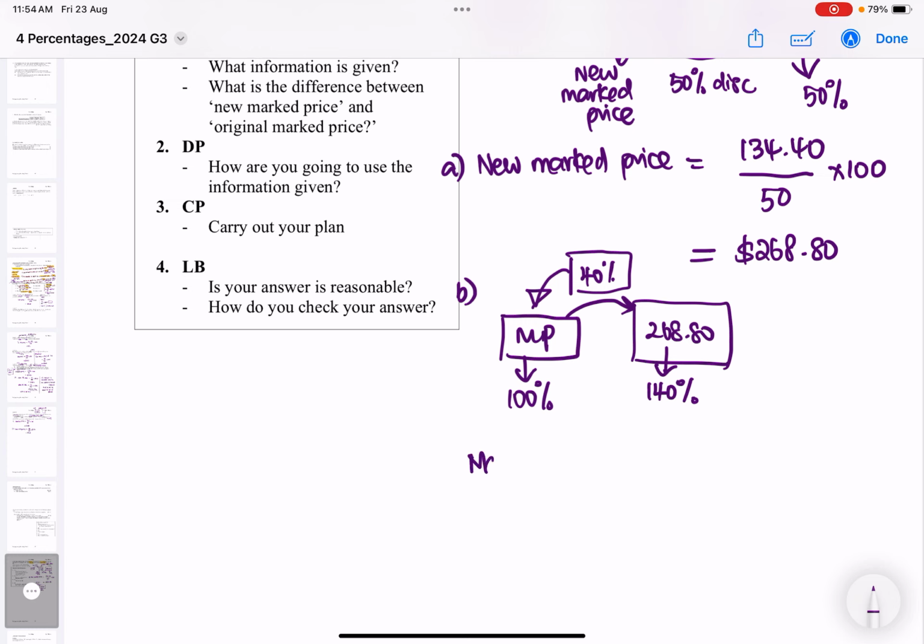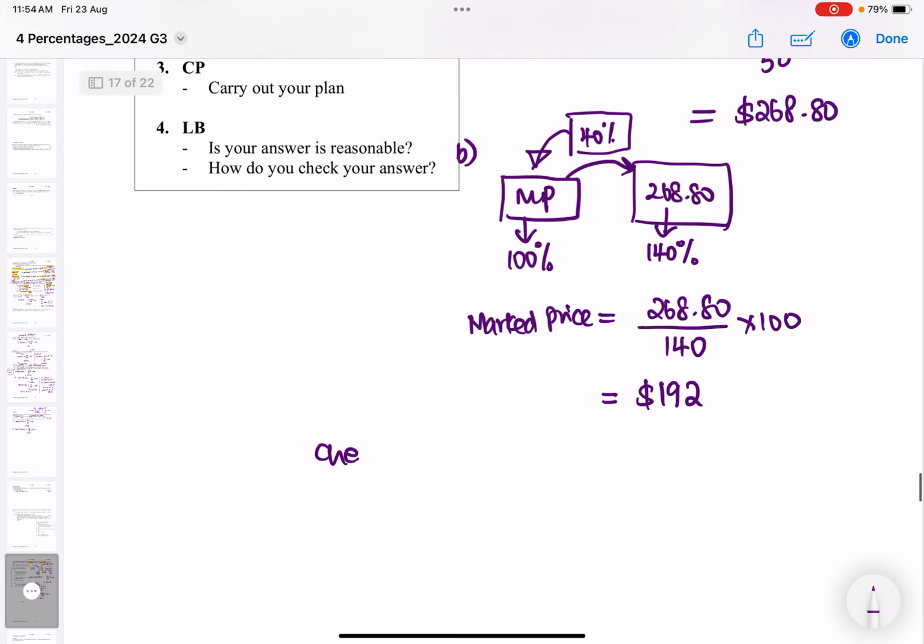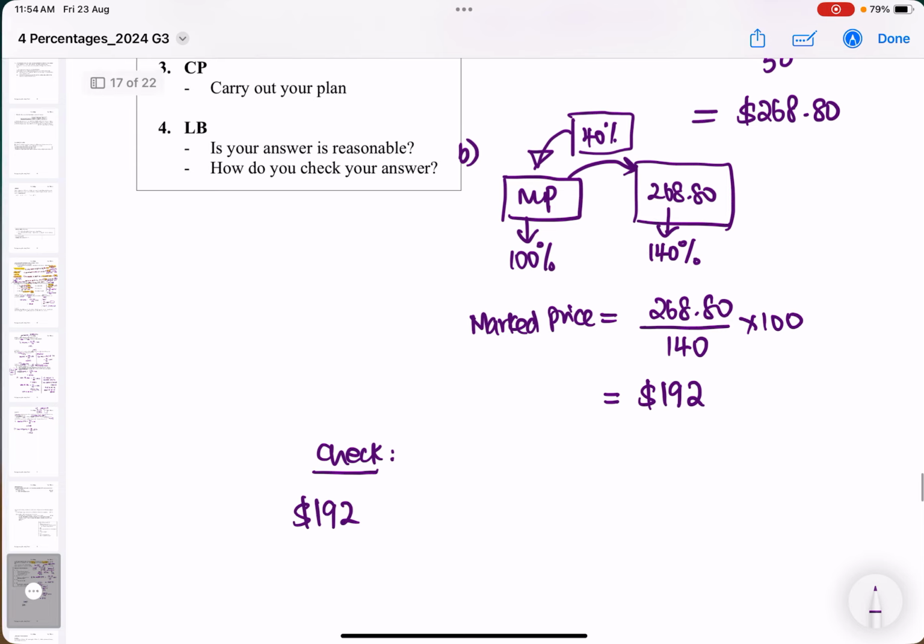So to find the original marked price, I'm going to find 1% by taking this divided by 140, and then I'm going to multiply by 100 because I'm finding the 100%. So the original marked price is $192. Okay, I'm going to do a quick check of my answers. So originally the price of the item was $192.